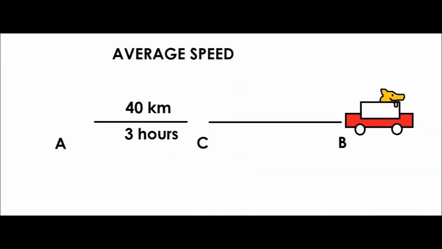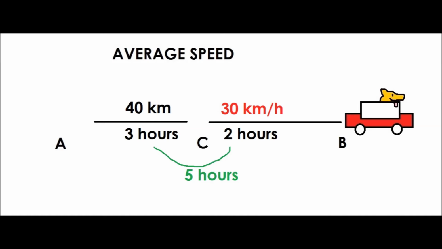Now let's go back to our previous average speed. Here's another question. Let's say going from A to B, we stop at point C just like before, but from A to C, the distance is 40 kilometers, the time is 3 hours. And from C to B, we don't know the distance, but we know that the speed is 30 kilometers per hour and the time is 2 hours. How do we find the average speed?